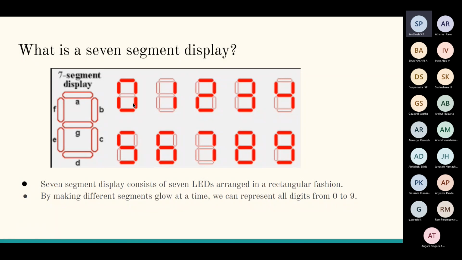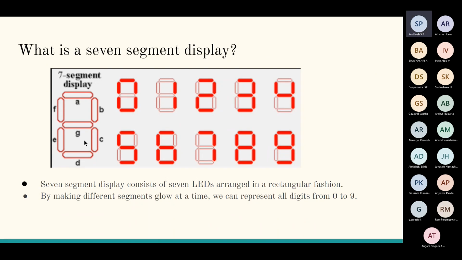So, for example, if you want to display 0, we can make the LEDs A, B, C, D, E, and F glow, and keep G in off state. If we do that, we'll be able to display 0 in the 7 segment display. If we want to display the number 8, we have to make sure that all these segments A, B, C, D, E, F, G are in on state. So this is what a 7 segment display is. We'll make different segments of the LED glow at the same time to represent different numbers from 0 to 9.